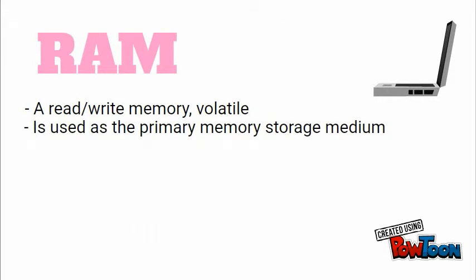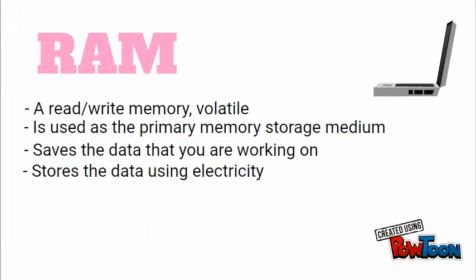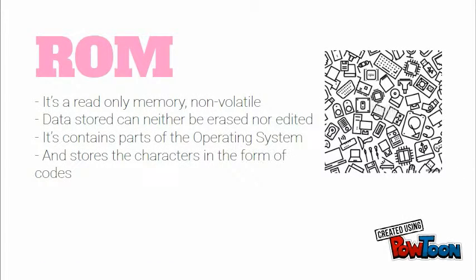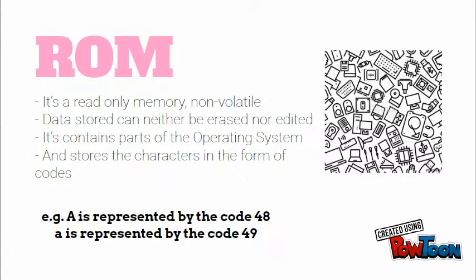The RAM is a read and write memory. It is volatile, though it is used as a primary memory storage medium, saving the data that you are working on using electricity. The ROM is a read-only memory, which means it can neither be erased nor edited, containing parts of the operating system and storing characters in the form of codes.